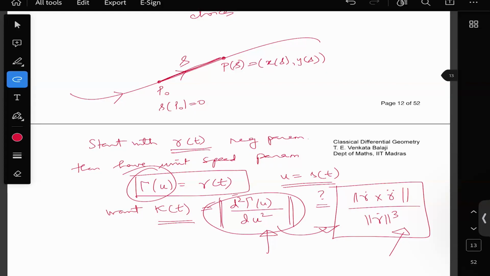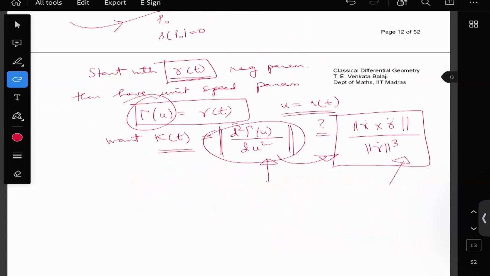You only use it to prove this formula. Thereafter you forget the unit speed parameterization, and always use the formula whenever you want to make a calculation. You can use any regular parameterization small gamma of t. So first of all, you can verify certain things.